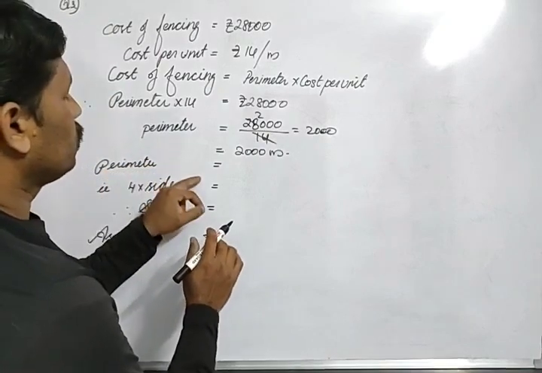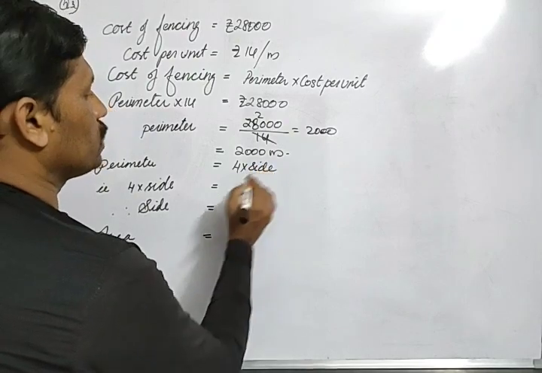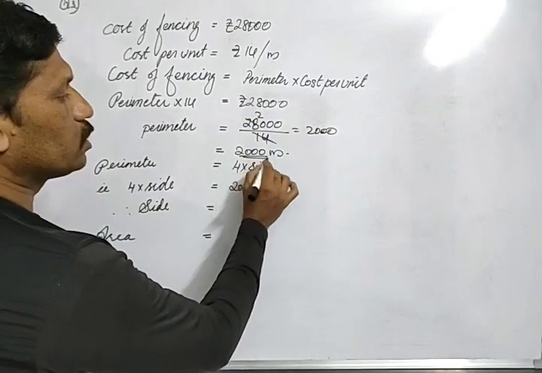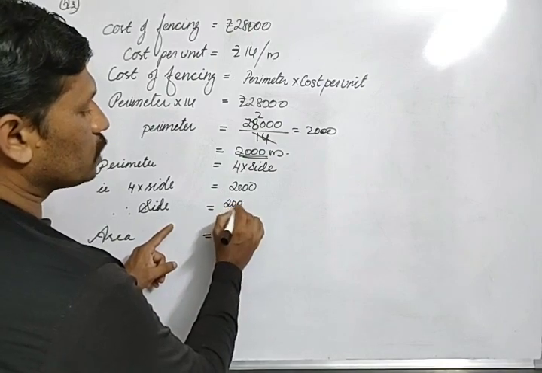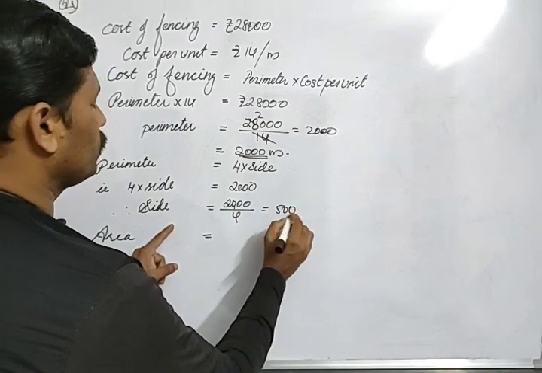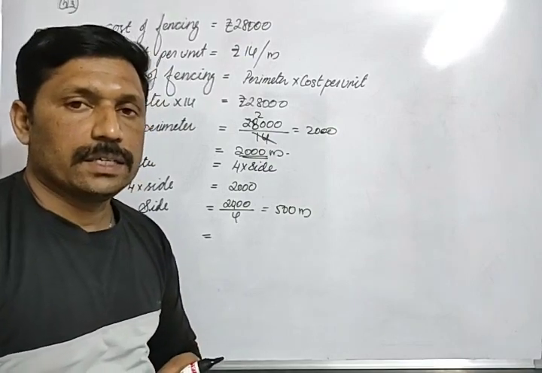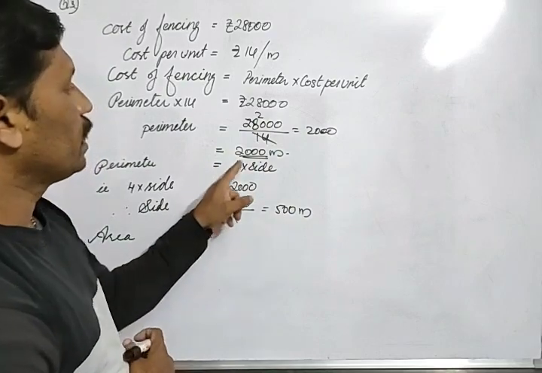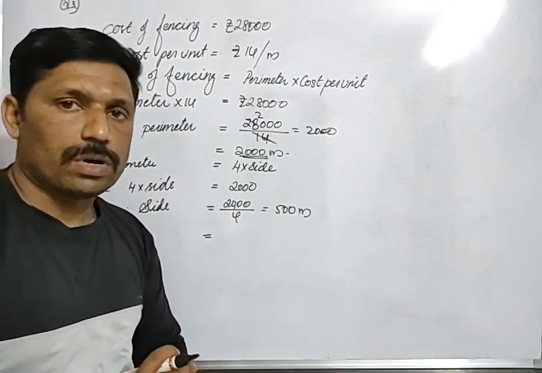Perimeter is actually 4 into side. You know that in a square perimeter is equal to 4 into side. So 4 into side is equal to 2,000. We got the perimeter, perimeter is 2,000. Therefore side is equal to 2,000 divided by 4, that means 500. 500 meter is the length of one side of that square. So this 500 meter, this side into 4, then we get 2,000. That 2,000 if we multiply by 14, then we get 28,000, the total cost of fencing.